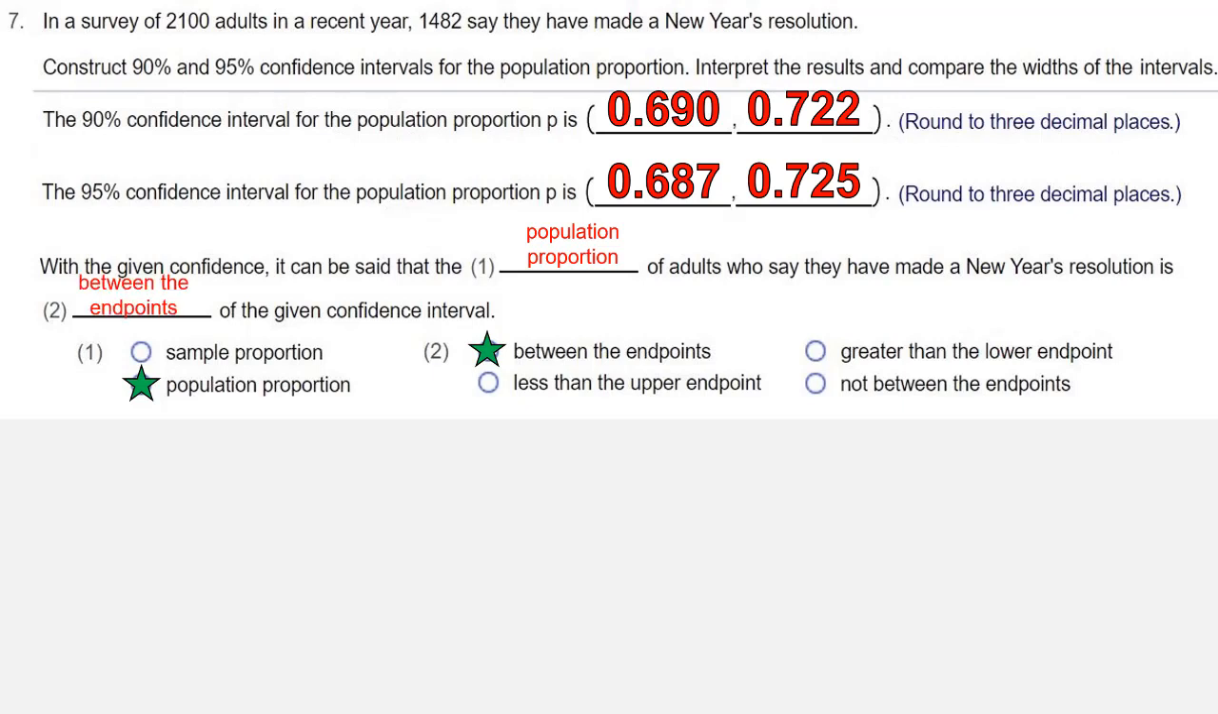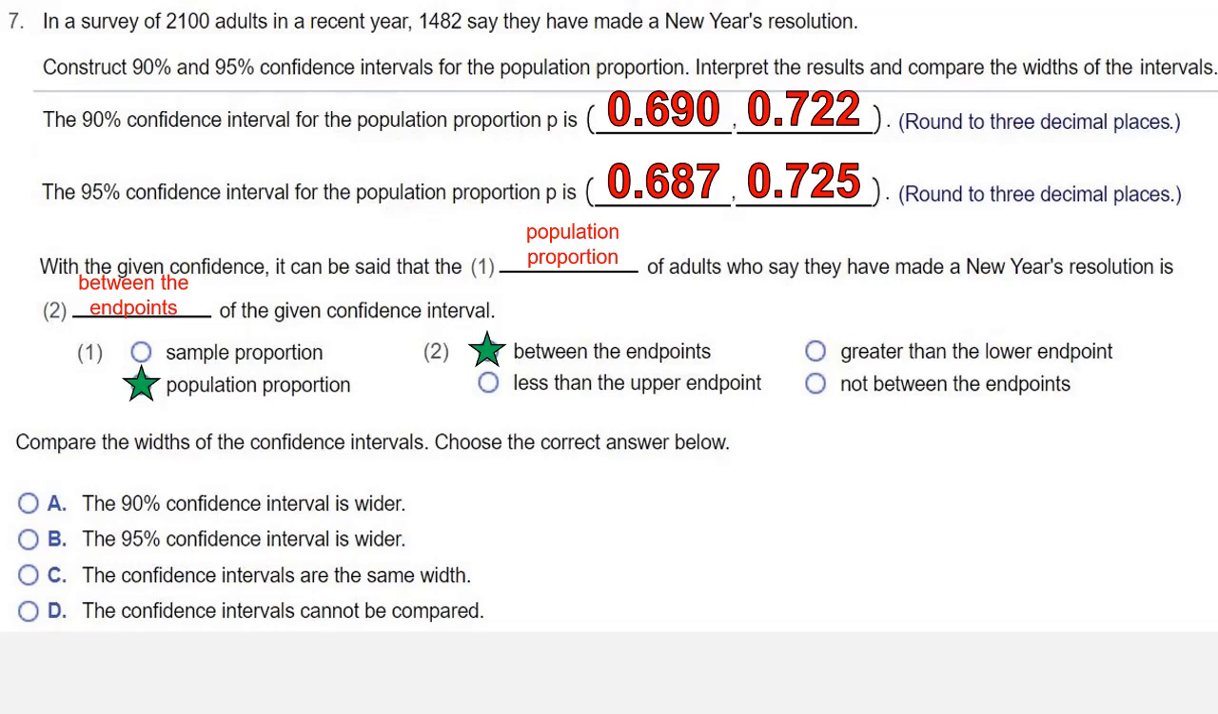Then we're supposed to compare the widths of these intervals. So which interval is wider? Well, the higher the level of confidence, the wider the interval. So the 95% interval is the wider interval, and that would be choice B. That's your answer.